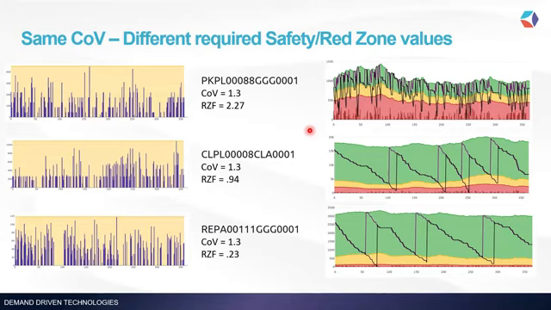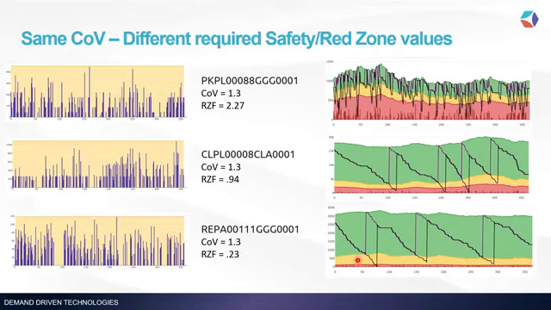What we did discover, though, was that items with the exact same coefficient of variation, in this case 130%, would actually require different red zone or safety zone values. And you can see that on these graphics over here to the right and with the values in the middle here. At the bottom, we have a red zone factor of 23% of the usage over the lead time.